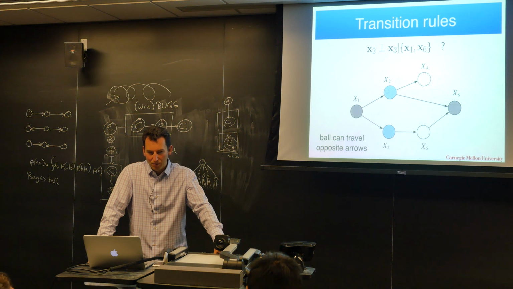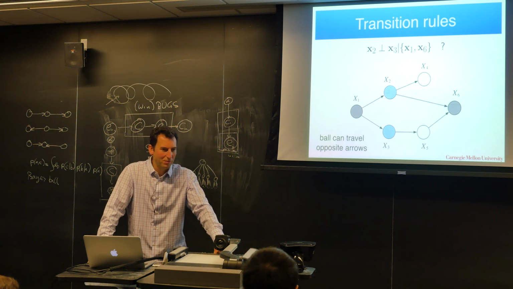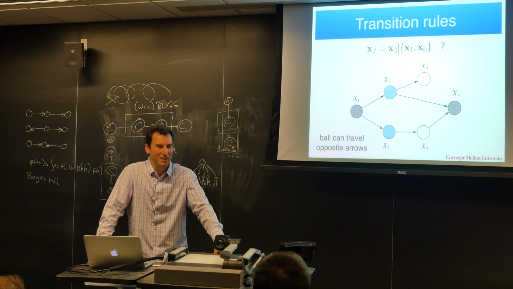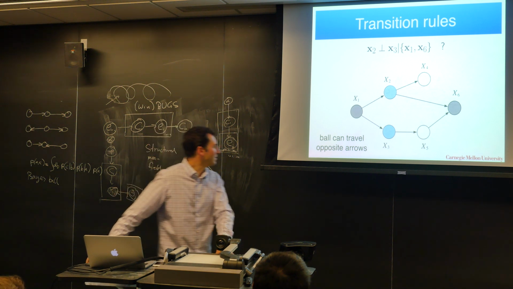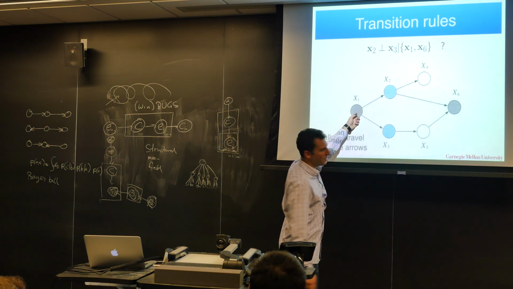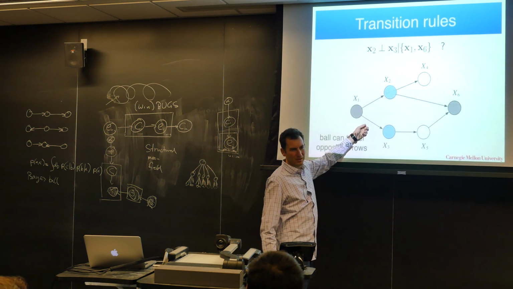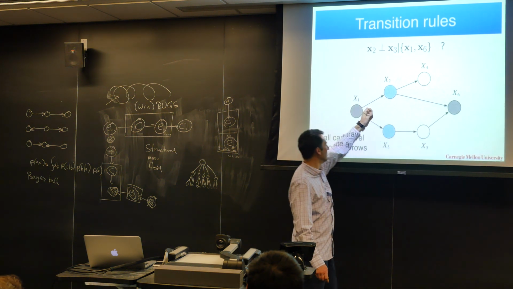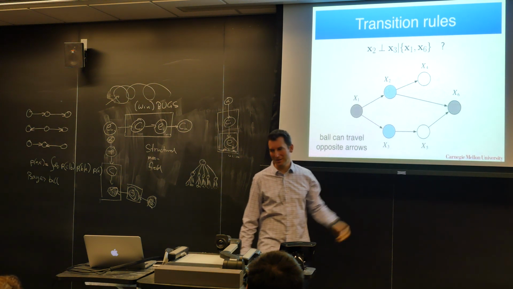Just by squinting at it, what do you guys think? Are they dependent? Are they not? And if so, why? They're dependent. Why? They have an observed common child, X6. Does X1 do anything about them? Well, actually, that would make them independent if we didn't have that common child, because observing the parent makes the children independent.